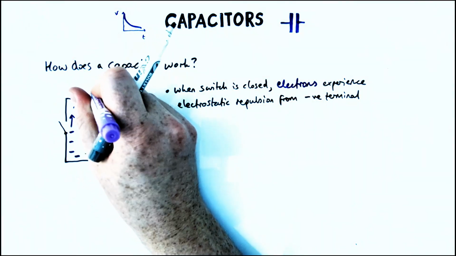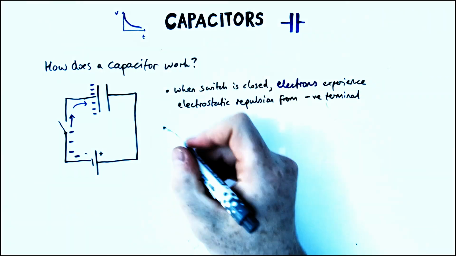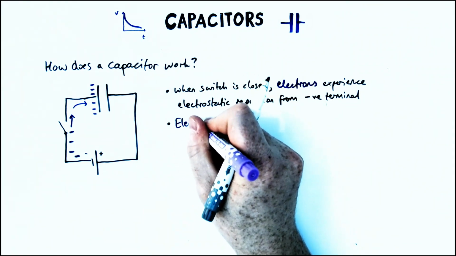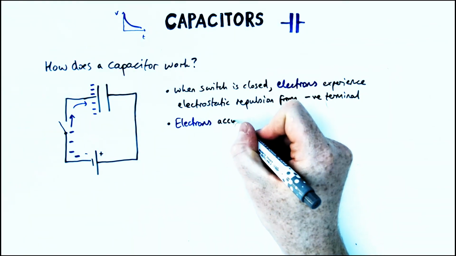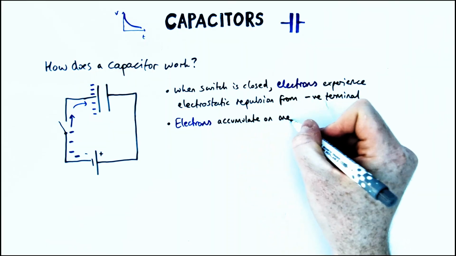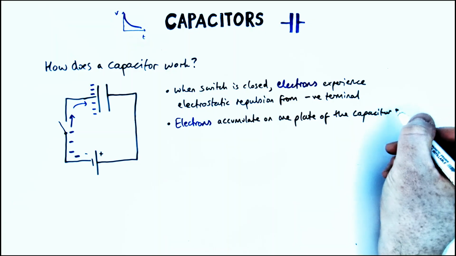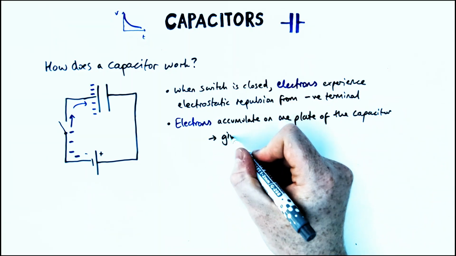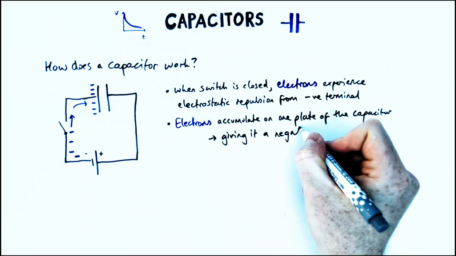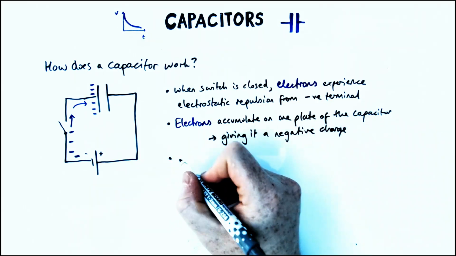Now it's important to note that the capacitor has a gap or an insulator between the two plates, so they cannot cross that point, and therefore electrons will accumulate, or build up, on one side of the capacitor. Now this makes it a negative plate. It's important to note it's not negative to begin with, it's only got a negative charge because those electrons have started to build up there.